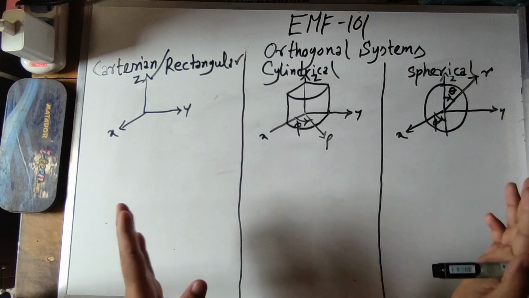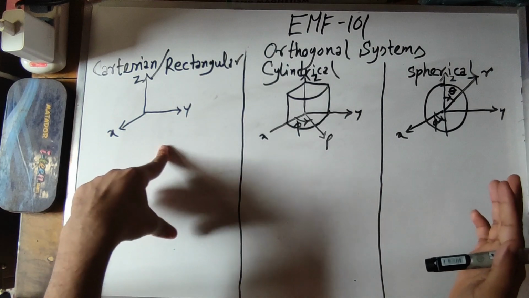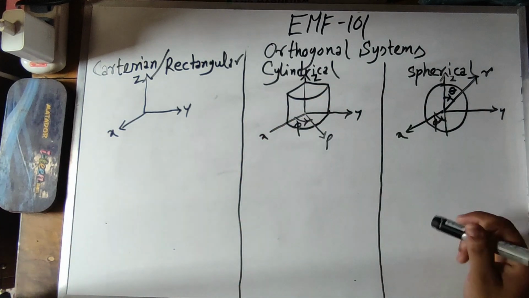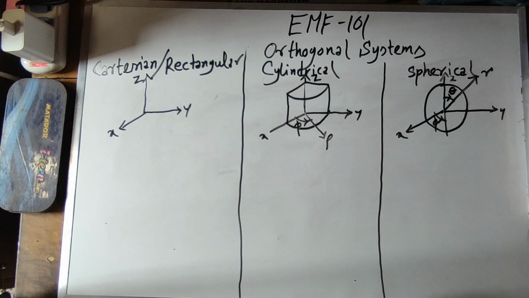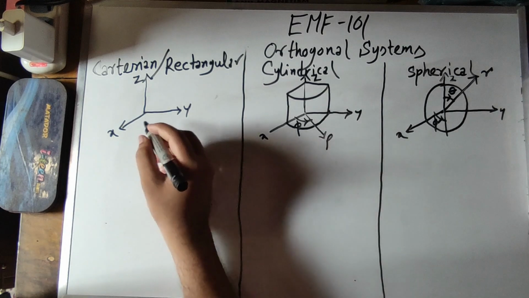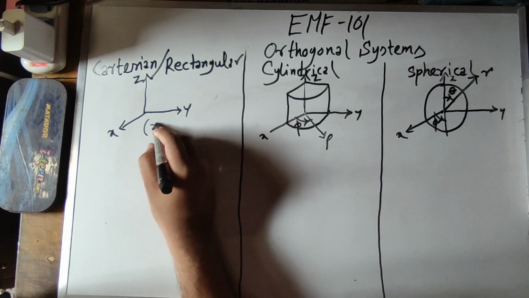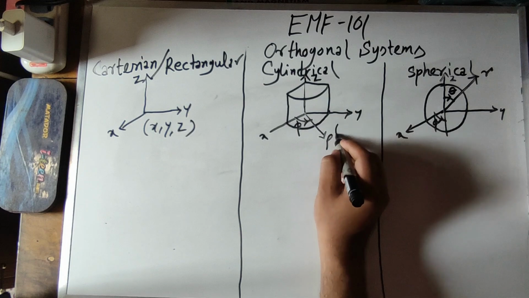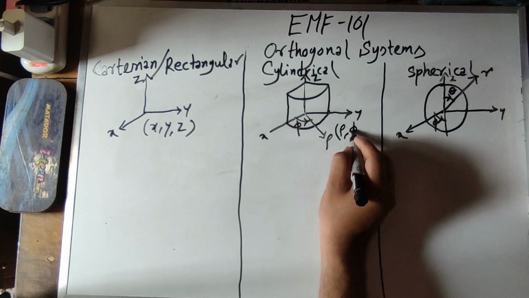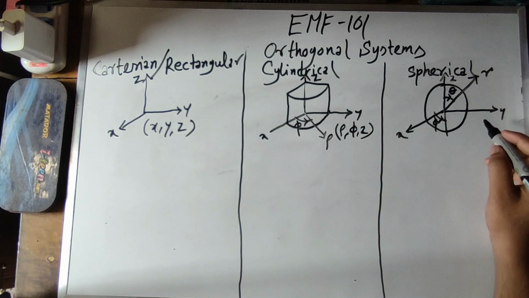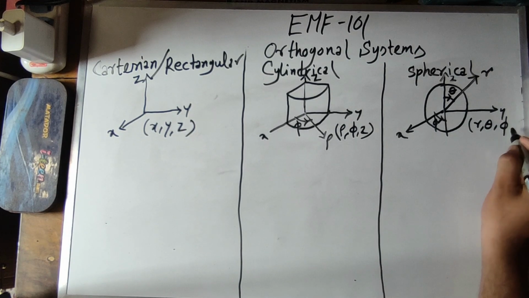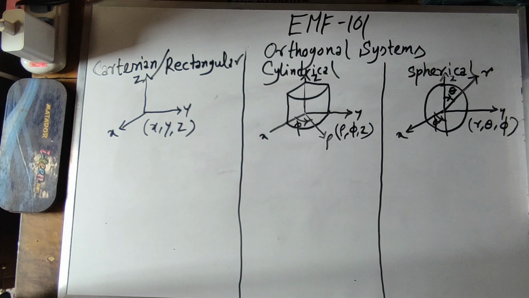The coordinate variables for the Cartesian system are x, y, z, for cylindrical rho, phi, z, and for spherical r, theta, phi. These are the coordinate variables. Now we are going to discuss their ranges.